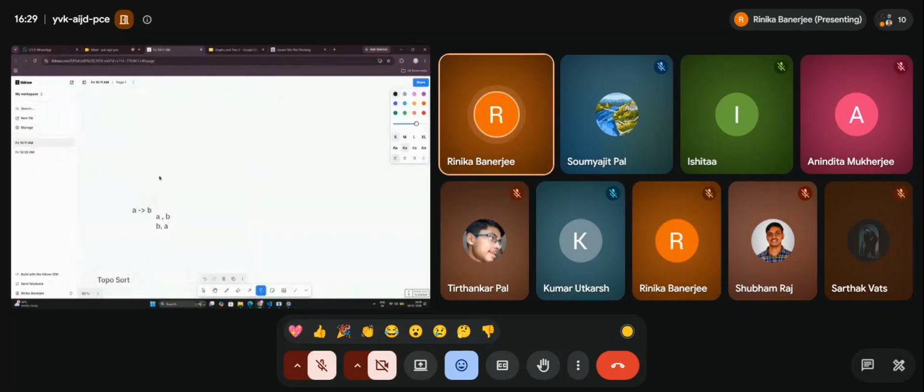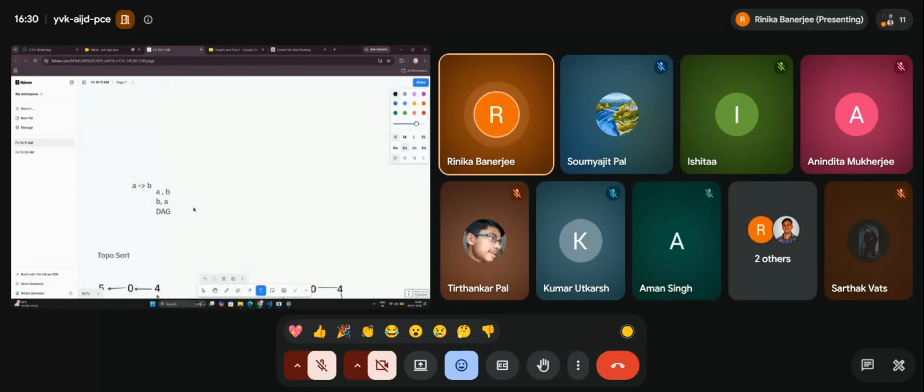So this is topological sorting. Topological sorting is an ordering of vertices where if there is a directed edge from node A to node B, then node A must come before node B. Now, one important fact about topological sorting is that it can only happen in a DAG, that is, a directed acyclic graph. Now, why a directed acyclic graph? Let's see. Why not an undirected graph or why not a directed cyclic graph?